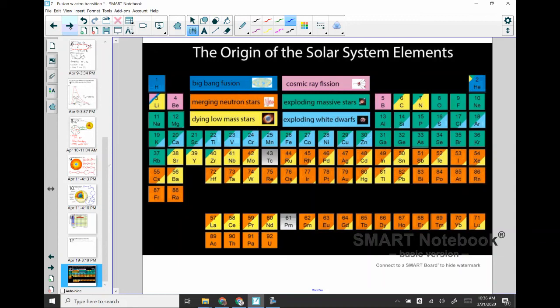So we have hydrogen and helium that come originally from the Big Bang, from fusion that happened just after the Big Bang, as well as in smaller stars. We have helium through iron happening in the cores of stars, and then iron through uranium happening in supernovas or neutron stars. This is just kind of a neat graphic of where we see the origins of the different elements. 43 and 61 are lab-based. They don't occur naturally. That's why they're gray like that.